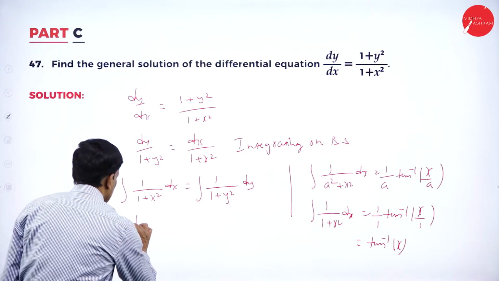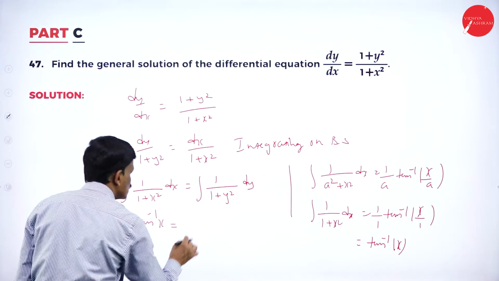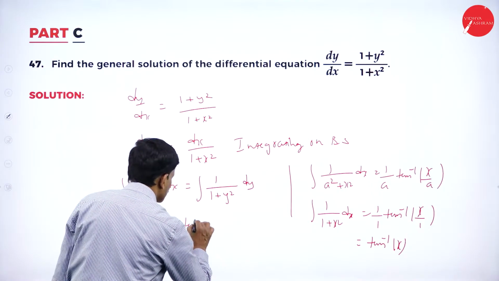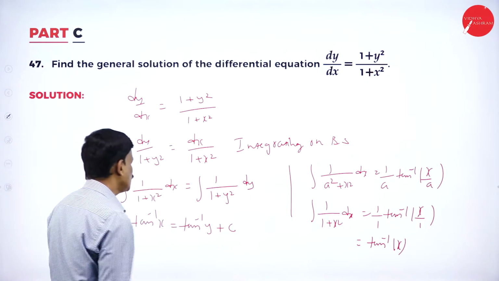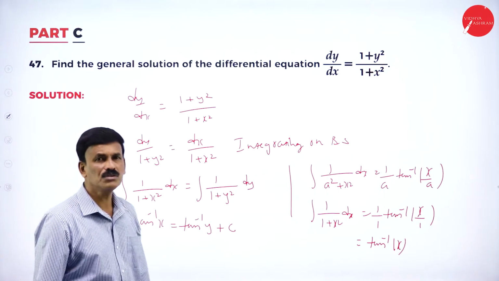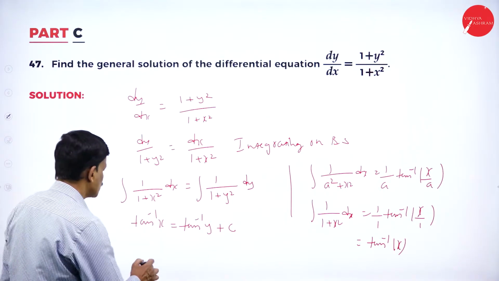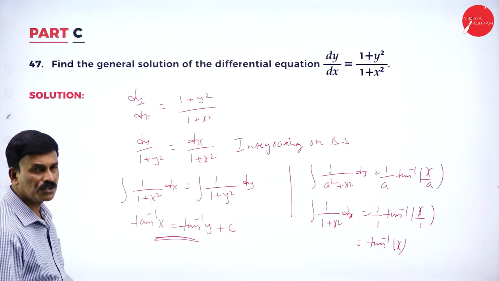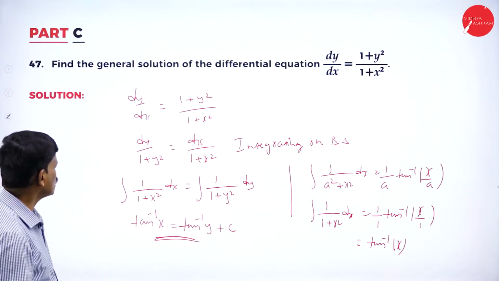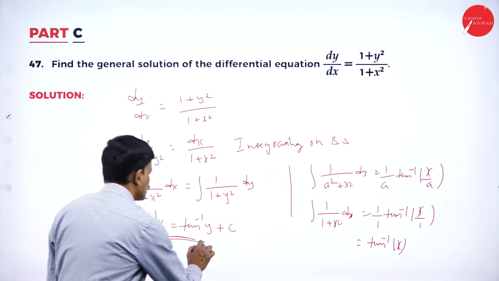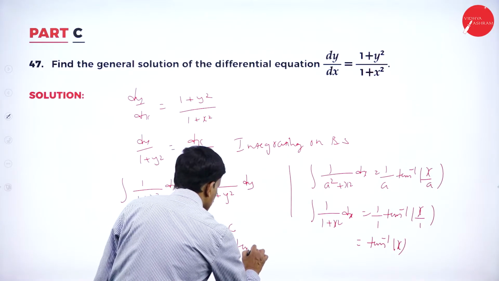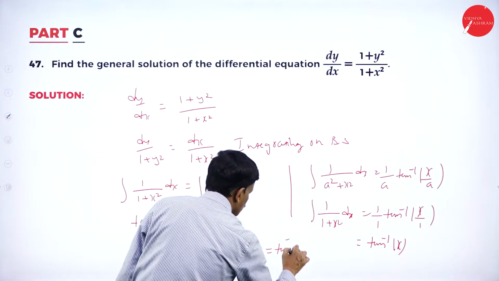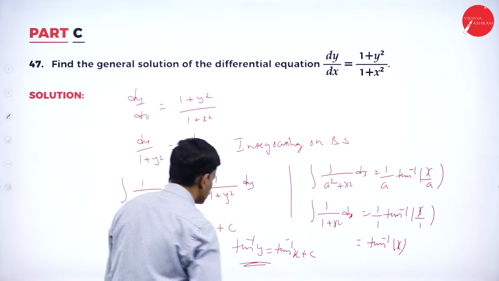So, this can be written as tan inverse of x is equal to, again integral of 1 by (1 plus y square) is nothing but tan inverse of y plus c. Tan inverse x plus tan inverse y is equal to c. So, therefore, this is the required solution. If you want, you can simplify, but this is enough. Tan inverse x is equal to tan inverse y plus c, or you can also write tan inverse y is equal to tan inverse of x plus c. That's it.